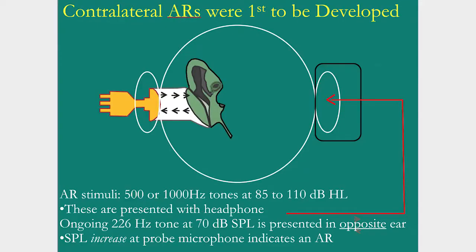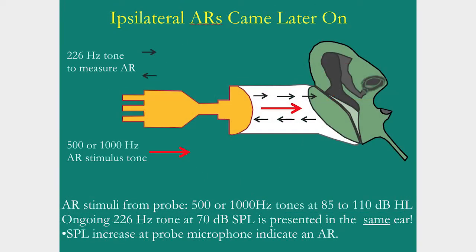So, Figure 2, let's look at two different ways that the acoustic reflex is measured. Figure 2 shows the contralateral method of measuring the acoustic reflex. Figure 3 shows the ipsilateral method of testing the acoustic reflex.